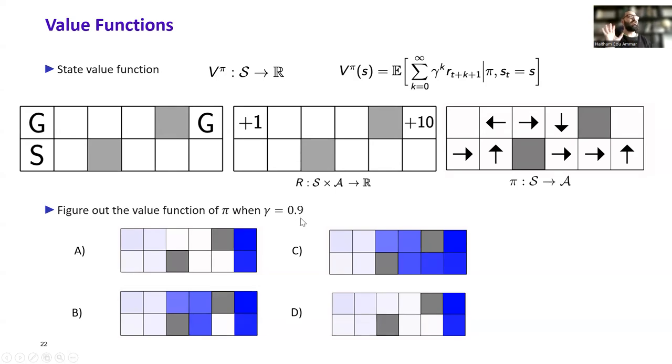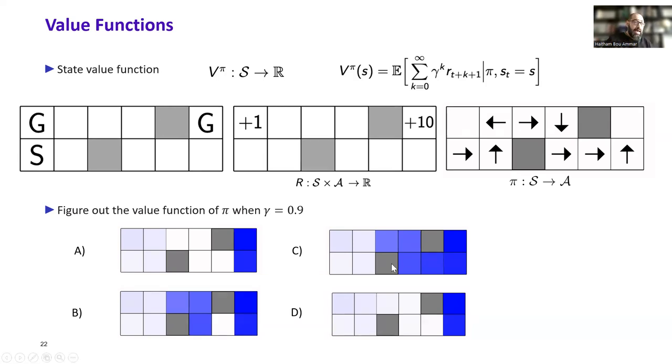So this is intuition, rather than exact computation. But the idea is that I give you A, B, C, and D. These are the different options where the bluer the color, that means the higher the value you will have in that state. And the less blue towards white, the lower the value in that state. So let's think about that intuitively.